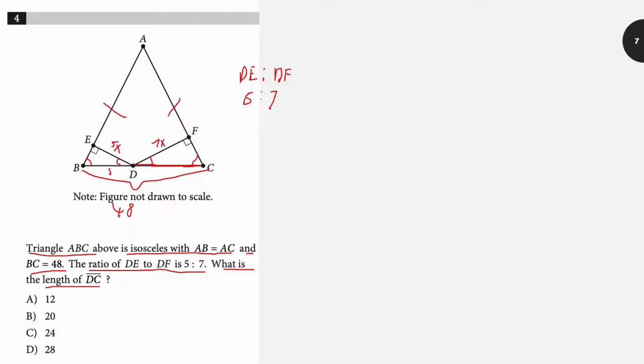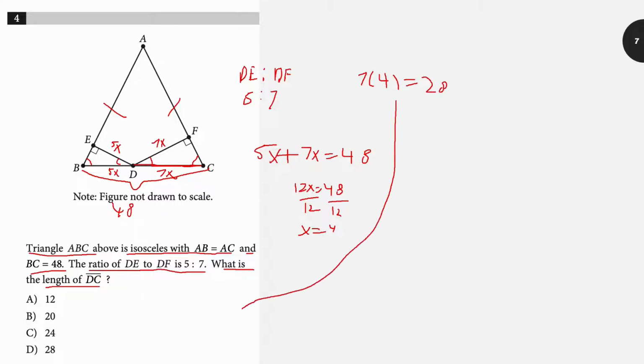So the ratio of these similar triangles is 5 to 7. So BD is 5x and DC is 7x. 5x plus 7x equals 48, and that's 12x equals 48. Divide by 12 on both sides, we get x equals 4. We want to plug 4 back into the DC expression. So 7 times 4 equals 28. And that gives you answer choice D.